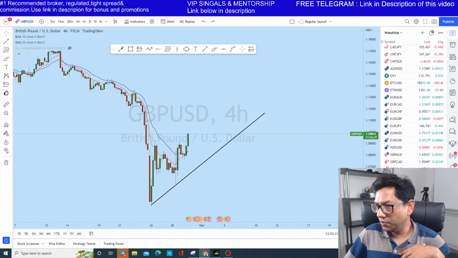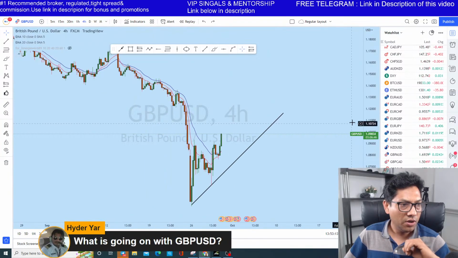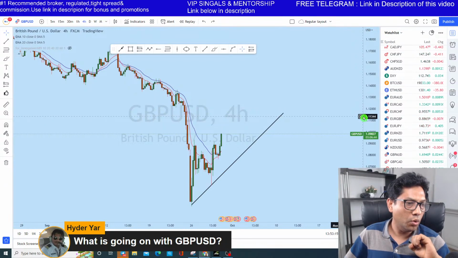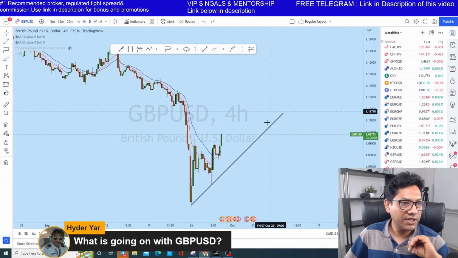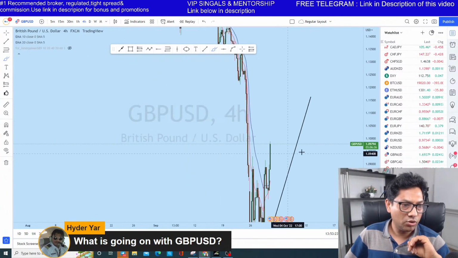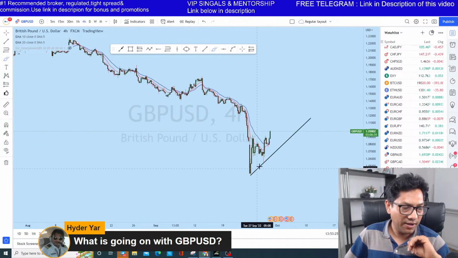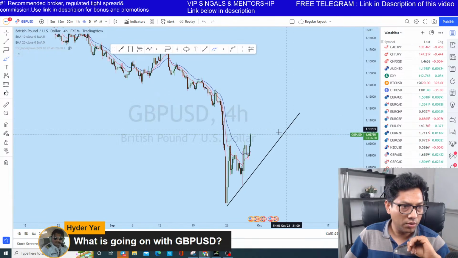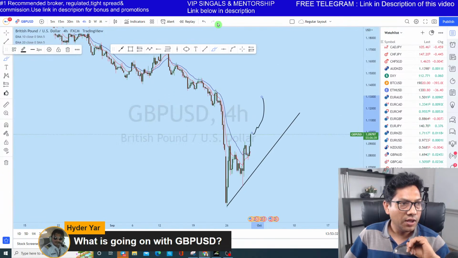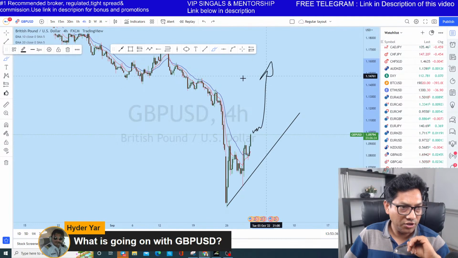What is going on with GBPUSD? We see that GBPUSD, for me, is showing some bullish move. Let's see what happens. We could see a reversal like that even. If we see a very strong reversal, as I told you, this is my wanted scenario, but it may not do like that. It could be a very strong reversal. In that case, if I see a slow retracement, I will be buying GBPUSD.